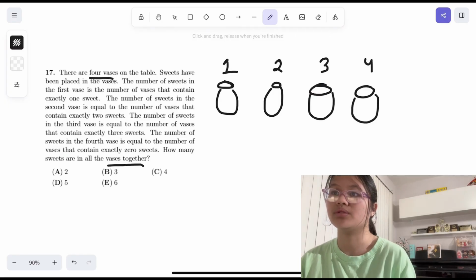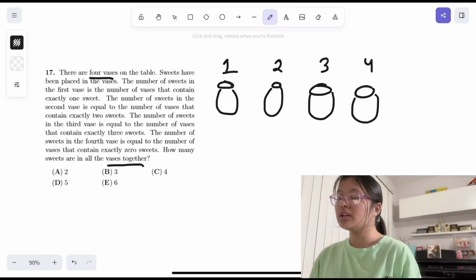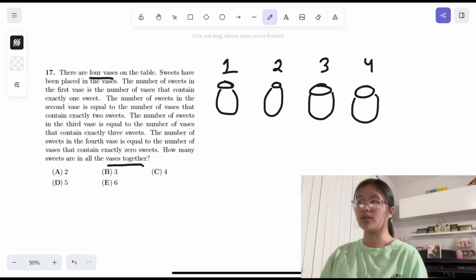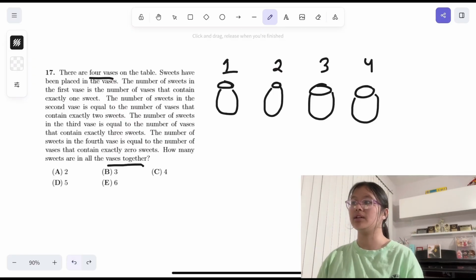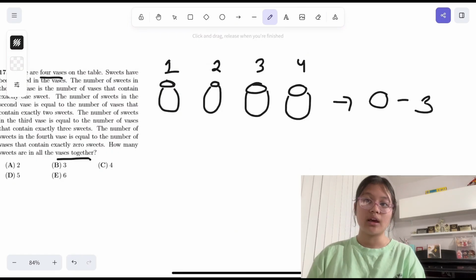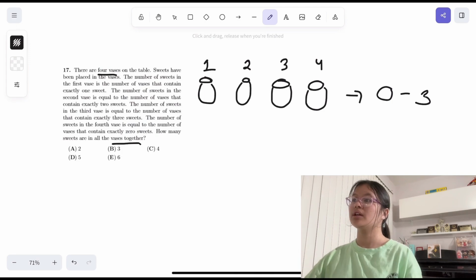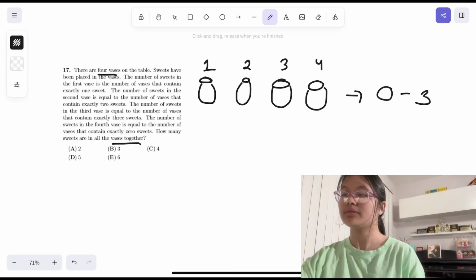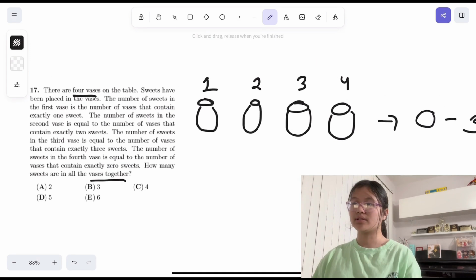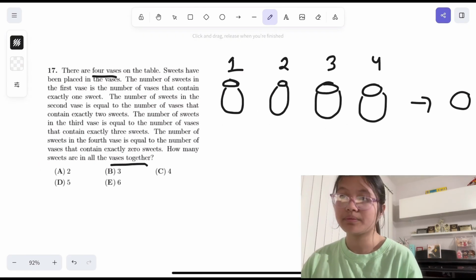Let's see, number 2. The number of sweets in the second vase is equal to the number of vases that contain exactly 2 sweets. So first off, we have to know that none of the vases can have more than 4 sweets, because that would imply there are more than 4 vases, so the number of sweets in each vase would range from 0 to 3. Now that we know that, we can read it again.